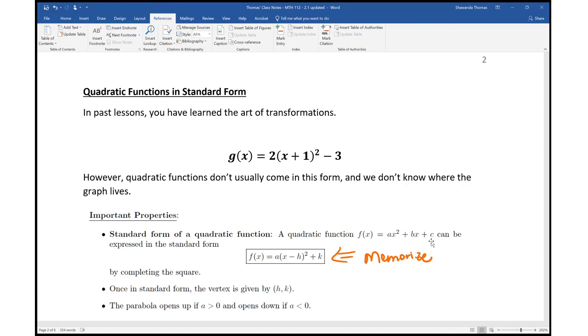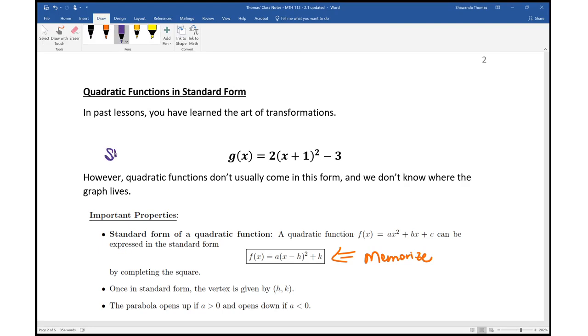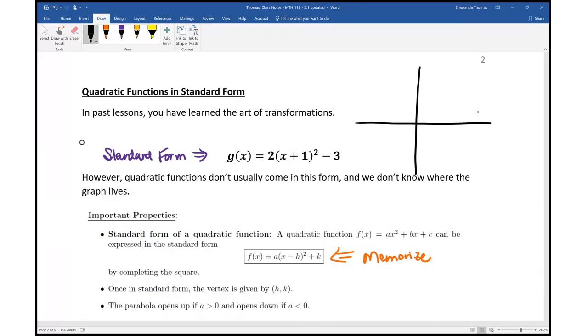Now, the reason why we like the standard form is because the standard form sort of immediately gives us information that the general form doesn't, right? If you look at this standard form, g of x equals 2 times (x plus 1) squared minus 3, right here, you already can determine the transformations, like the vertical shift, for example. We have a vertical shift down 3 units.